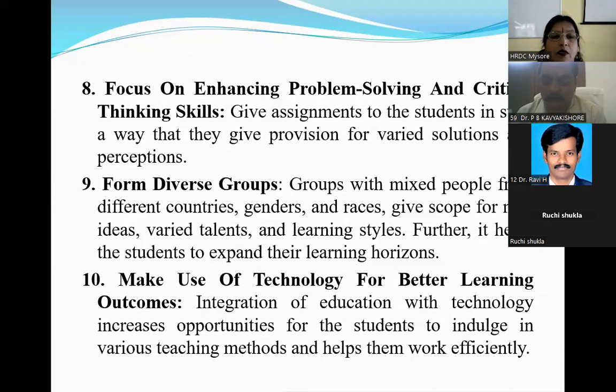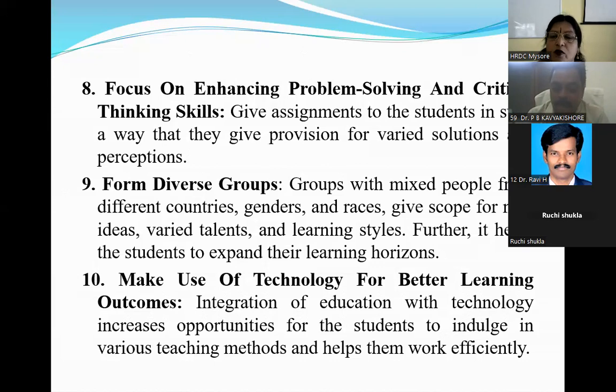Form diverse groups with mixed people from different countries, genders, and races, if possible. Because in our schools, we might have students coming from the same country. So you can put students of different caliber together so that I can bring about diversity in my group. Give scope for new ideas, varied talents, and learning styles. Further, it helps the students to expand their learning horizons.